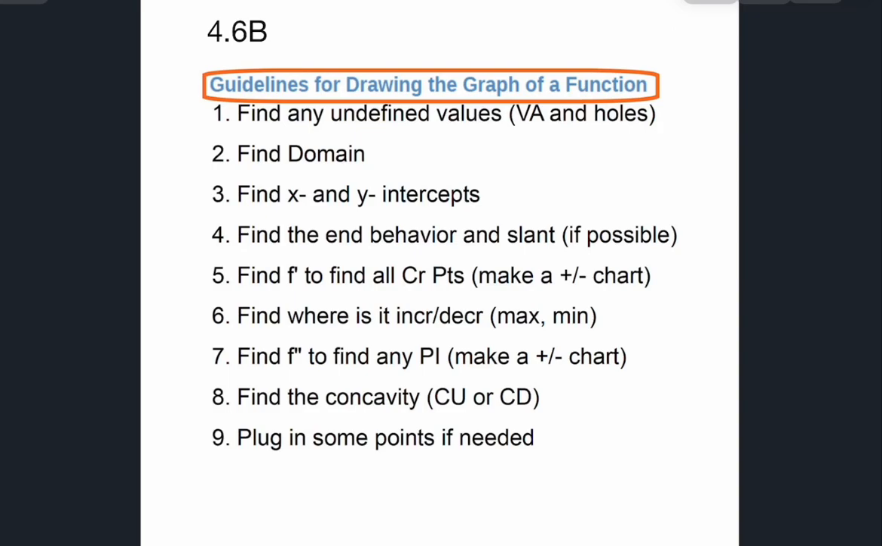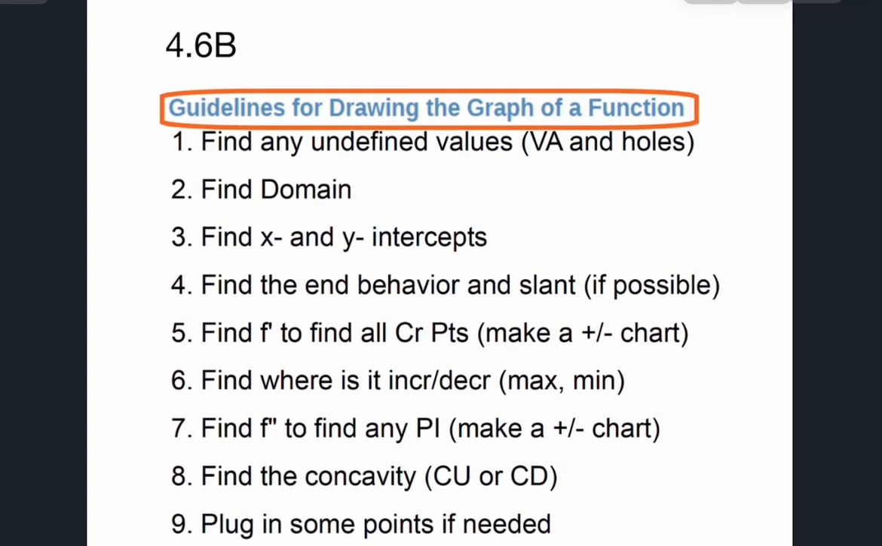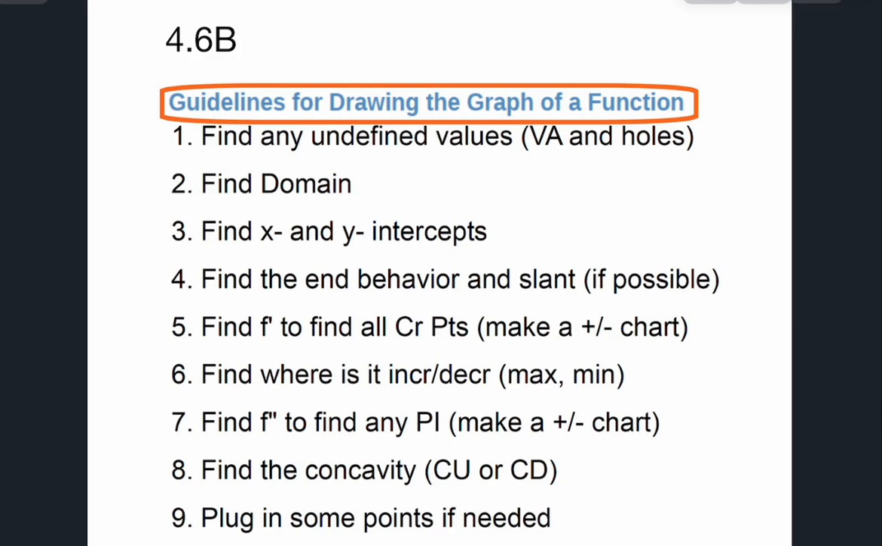Through graphing these, and we go through graphing these a little more thoroughly than we've done in the past. There are 9 things we're going to do each time. The first thing you want to do is find any undefined values, especially vertical asymptotes and holes, which will lead us to number 2. So basically 1 and 2 will always go together. So any undefined values, vertical asymptotes and holes are examples of those, will lead us to what our domain is. So 1 and 2 go together.